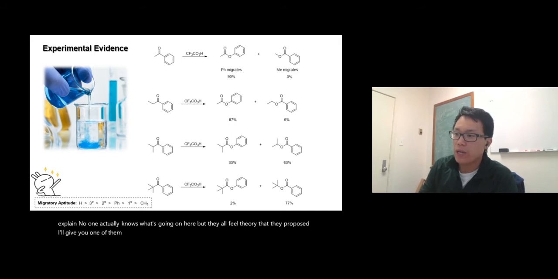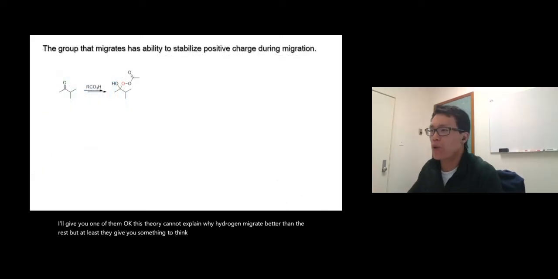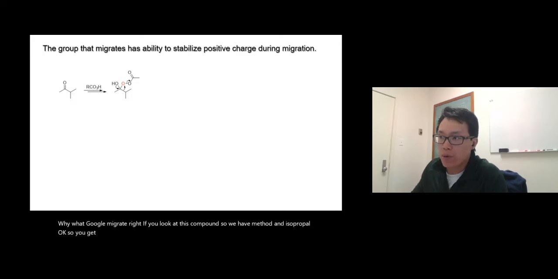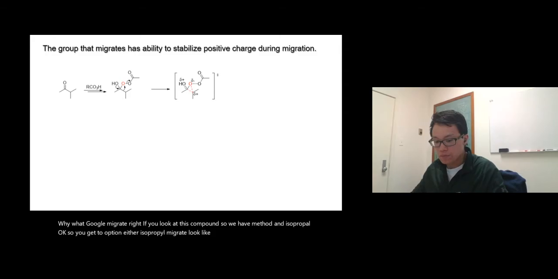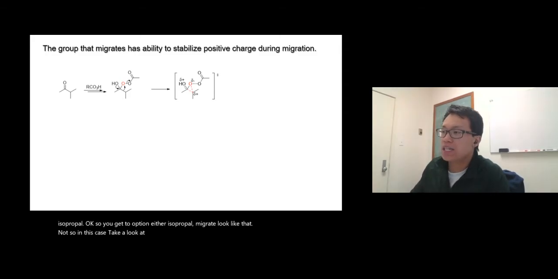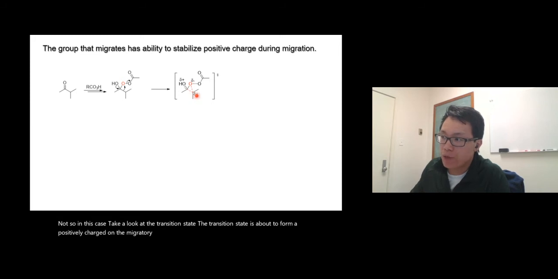This theory cannot explain why hydrogen migrates better than the rest, but at least it gives you something to think about. Take a look at this one. This is a hypothesis for which group will migrate. If you look at this compound, we have methyl and isopropyl. So you get two options: either isopropyl migrates, like that. In this case, take a look at the transition state. The transition state is about to form a positive charge on the migratory group. This carbon is migrating, so there's a positive charge right there.